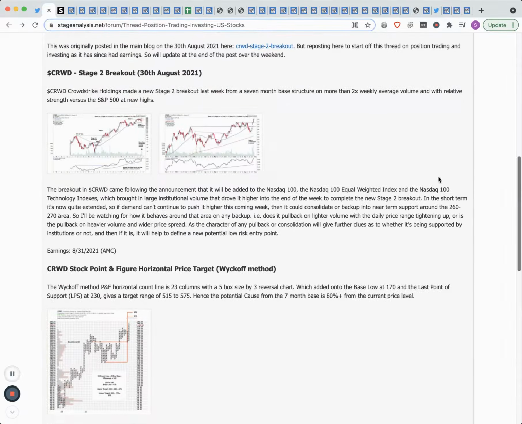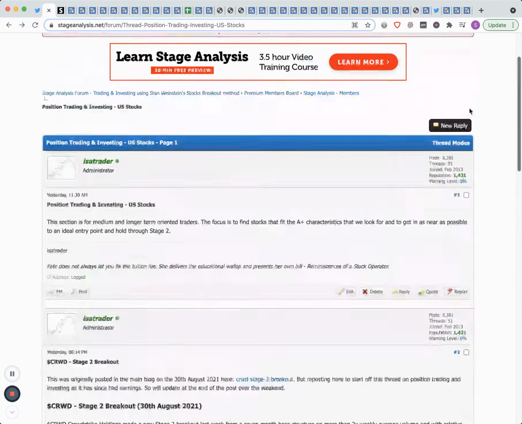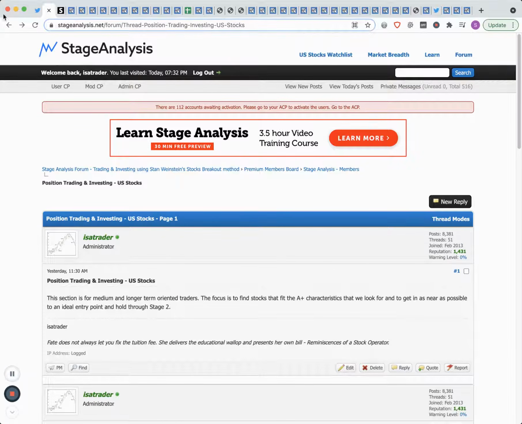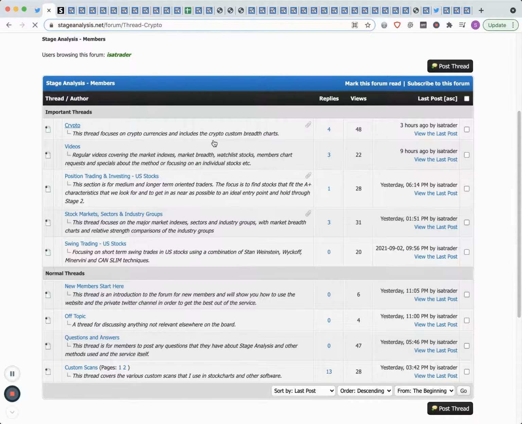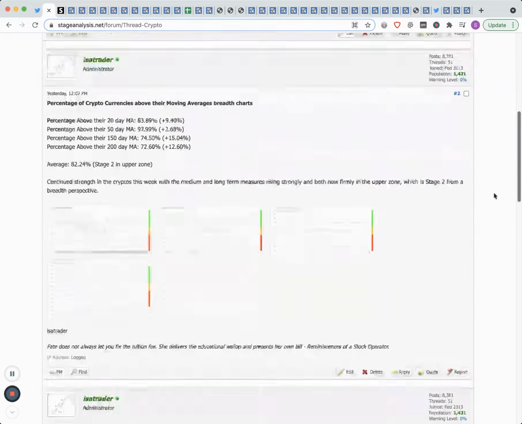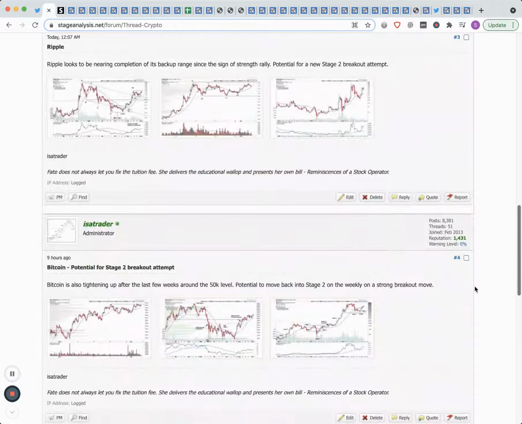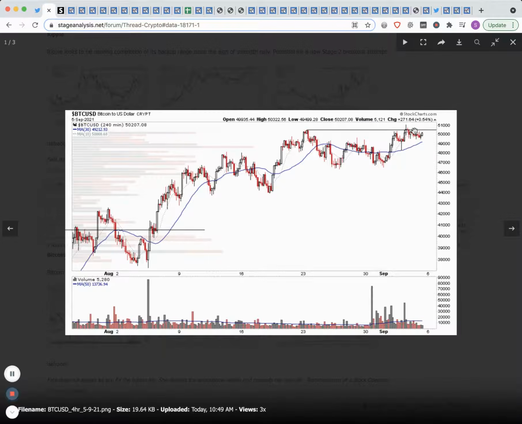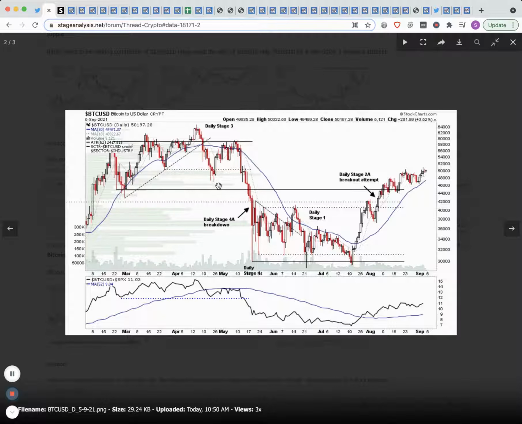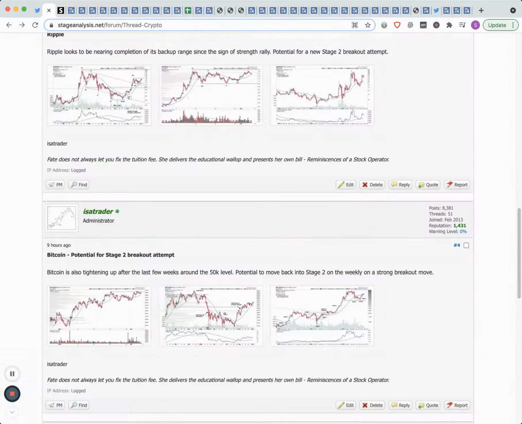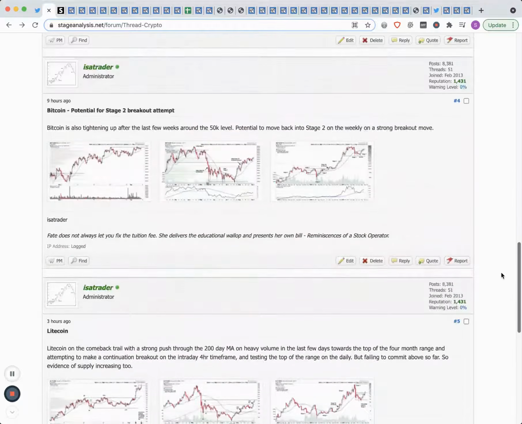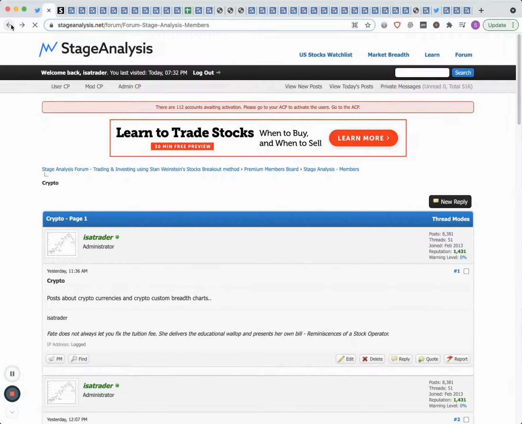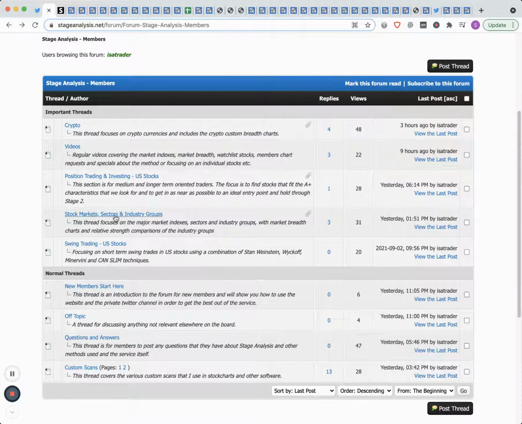So I like to, with the position trades, go into much more detail on those ones. And we've got crypto, which we've been posting a lot over the weekend. So I already showed you the Ripple. We've got Bitcoin is tightening up again on this 4-hour chart. You can see on the daily marked up the range here. So moving through those at the moment, and then also got the stock market and industry groups.